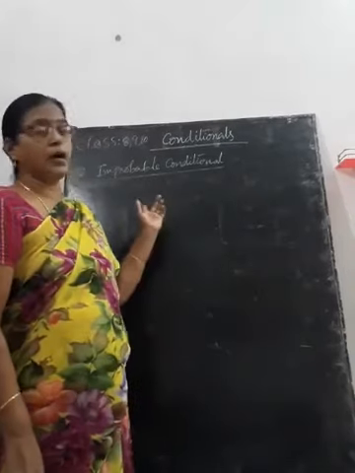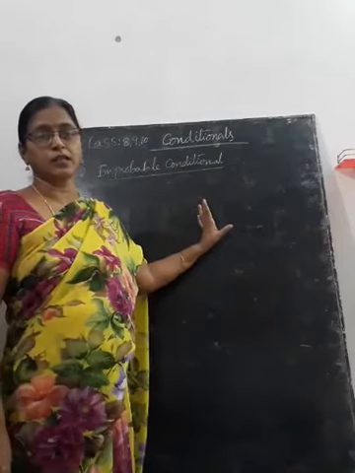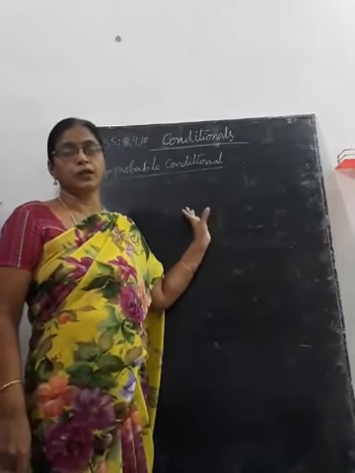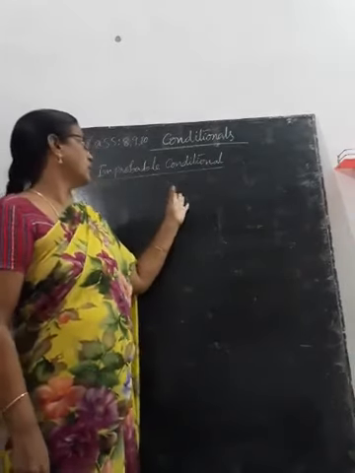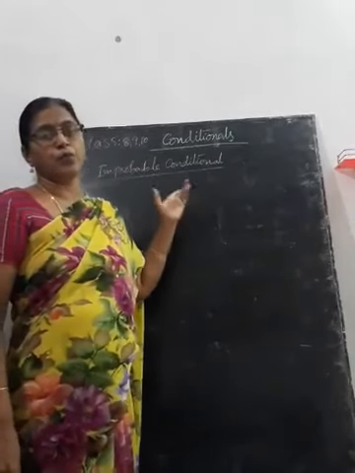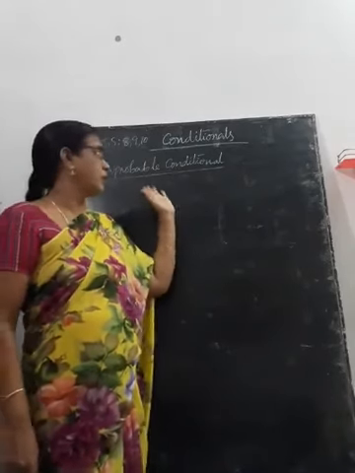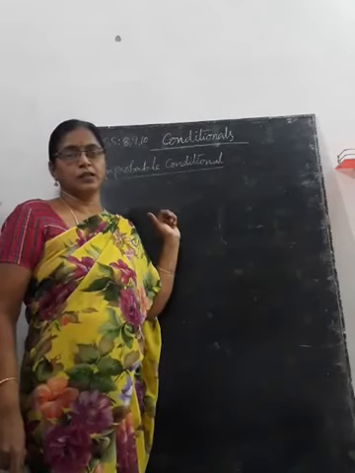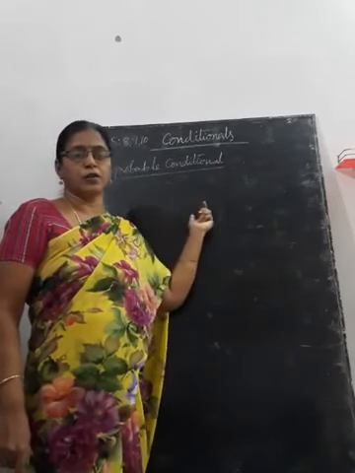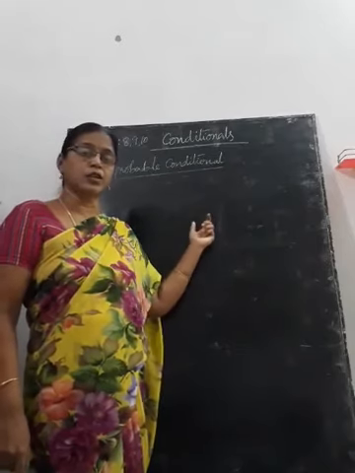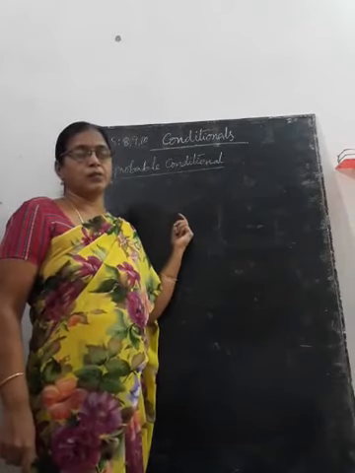And today you are going to learn the improbable conditional sentence. Improbable conditional sentences are used to talk about imaginary situations. Improbable, there is no probability. It doesn't happen, so it is called an improbable conditional sentence. The second kind of conditional sentence is used to talk about an imaginary situation for the present or future. Imagine, but it doesn't happen.